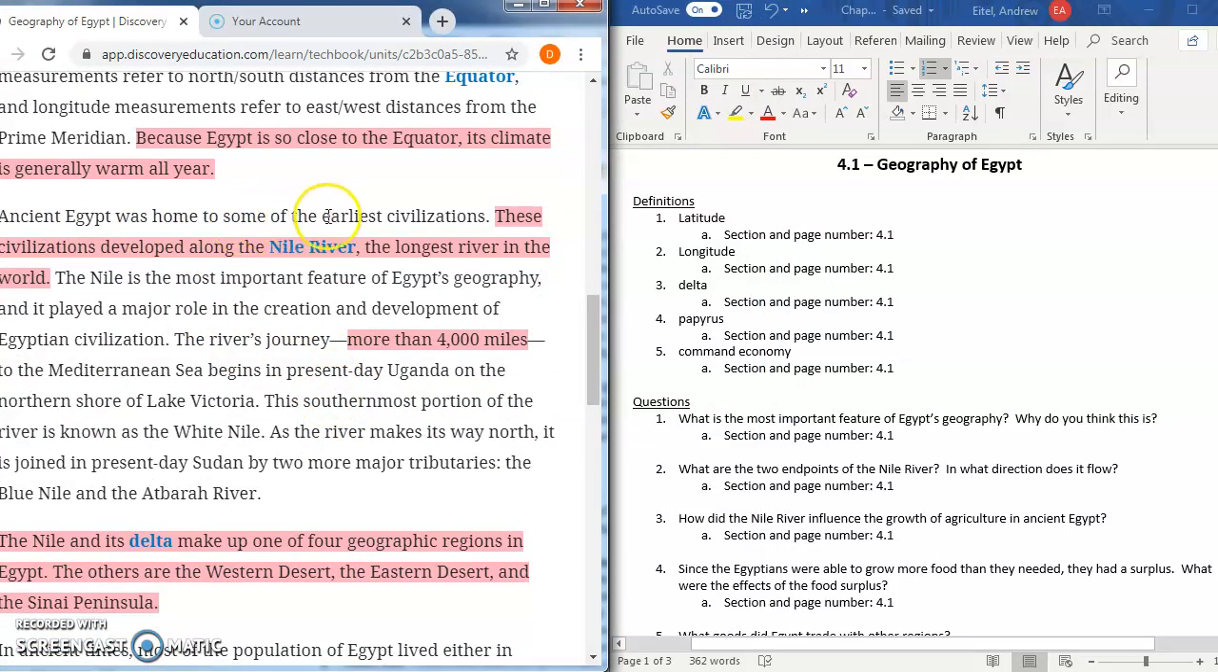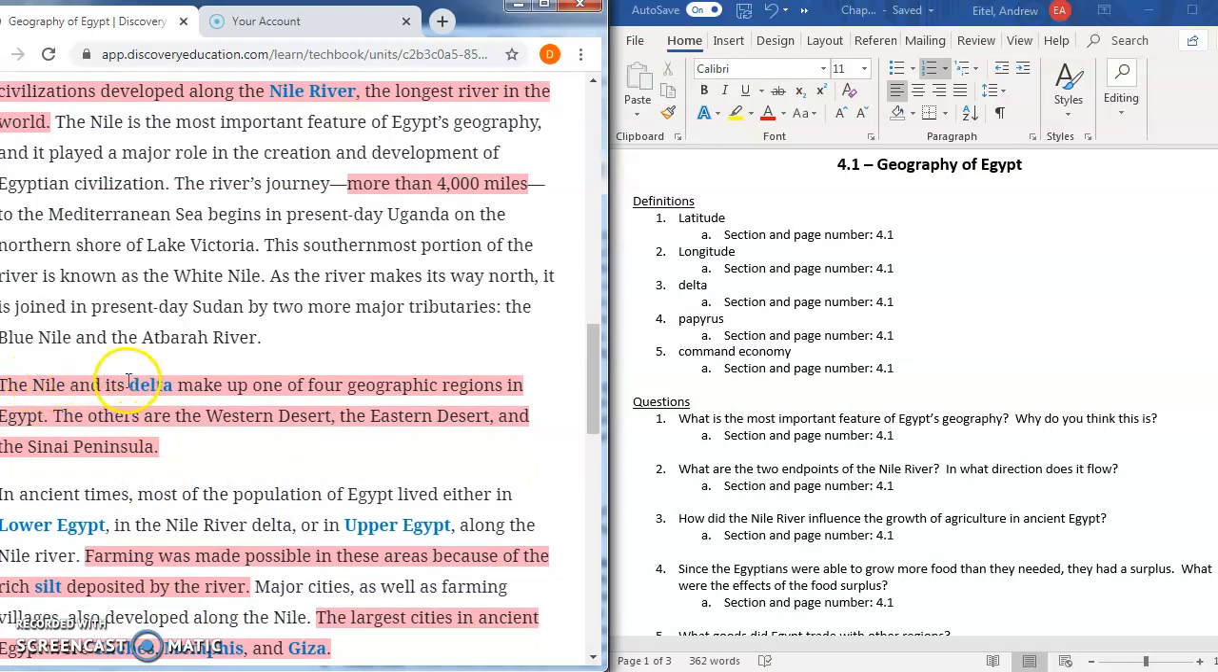Ancient Egypt was home to some of the earliest civilizations. These civilizations developed along the Nile River, the longest river in the world. The Nile is the most important feature of Egypt's geography, and it played a major role in the creation and development of Egyptian civilization. The river's journey, more than 4,000 miles to the Mediterranean Sea, begins in present-day Uganda on the northern shore of Lake Victoria. This southernmost portion of the river is known as the White Nile. As the river makes its way north, it is joined in present-day Sudan by two more major tributaries, the Blue Nile and the Atbara River.